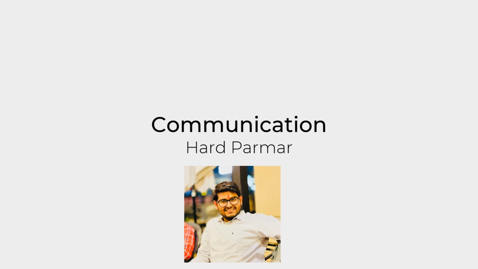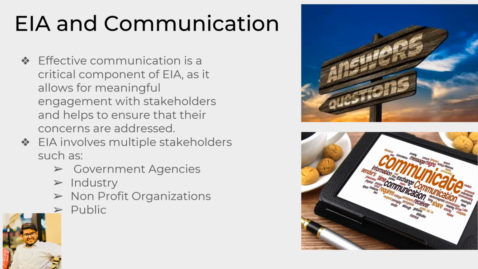After scoping important impacts, their effects, and ways to mitigate, it is very important to communicate these impacts with the related stakeholders and receive their feedback. In this section, we will learn how effective communication is done with the stakeholders and why it is important. Effective communication is a critical component of an EIA. It allows meaningful engagement with the stakeholders and helps to ensure that their concerns are properly addressed.